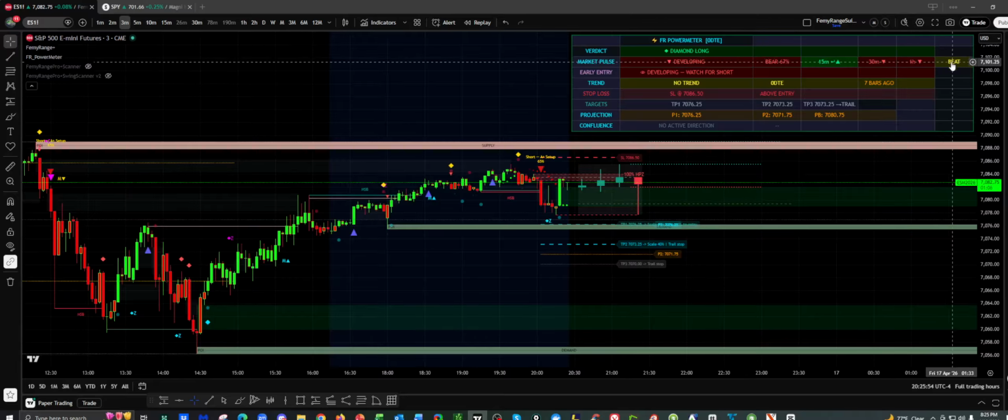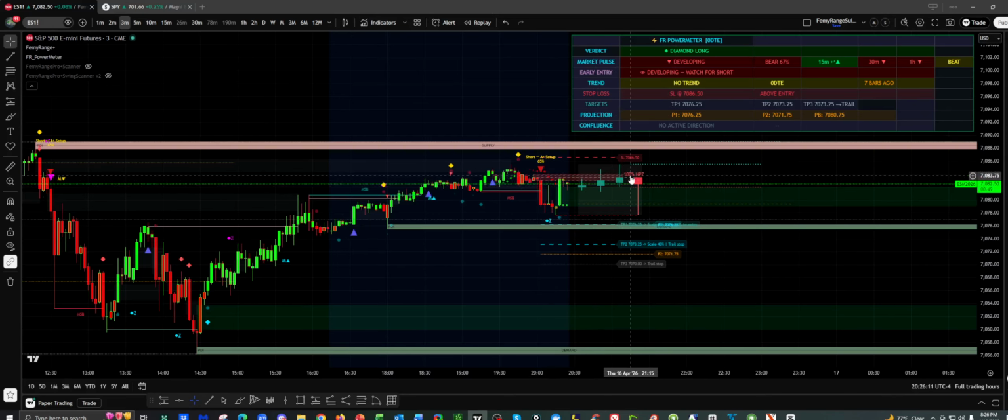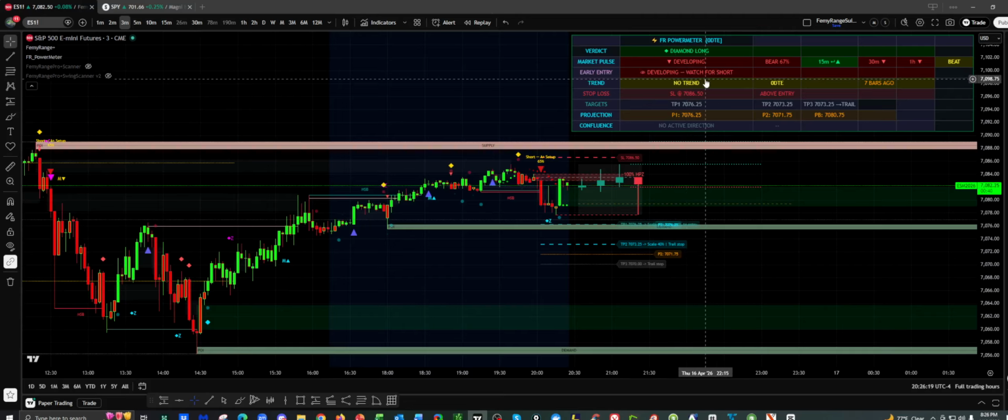The pulse of the market is beat, so you could have beat, trub, or pump. A beat means it's just like a short heartbeat. And early entry is developing, so watch for short. And right now it's sitting at the high probability zone. The high probability zone is at 100%, so it's going to need a lot more than this small push to break through. And that's part of the reason why it says watch for short is developing.